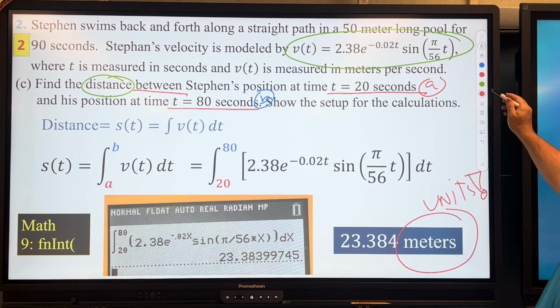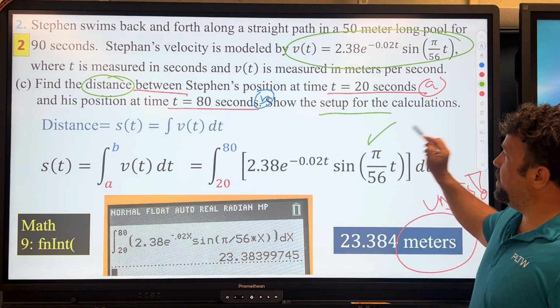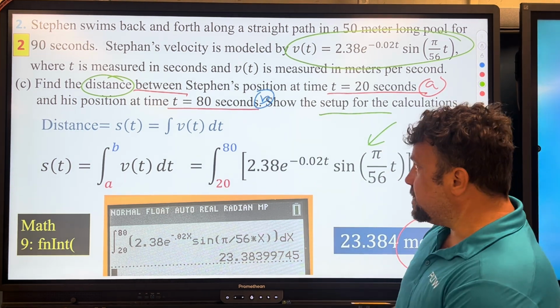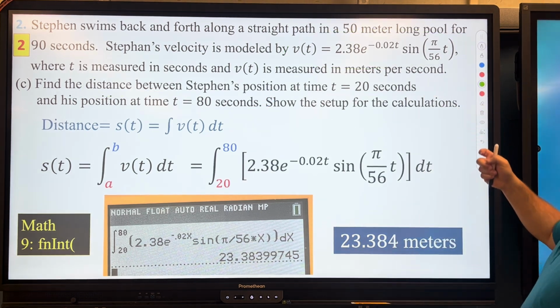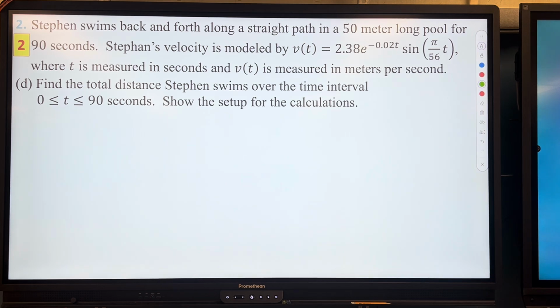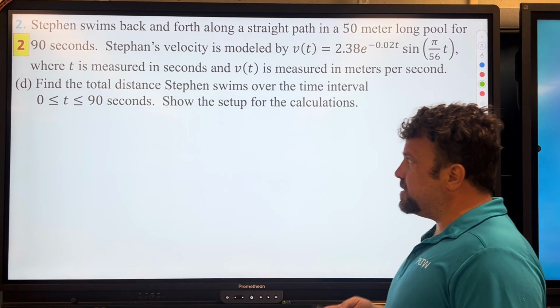And here's your setup, right here. That's all you have to do. Very, very easy. All right, and that concludes. Nope, no, it doesn't. I lied. There's one more. Find the total distance.